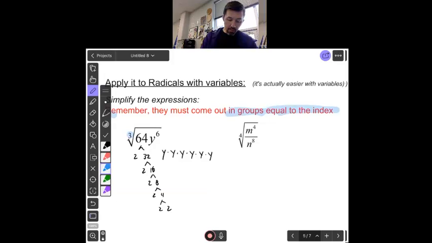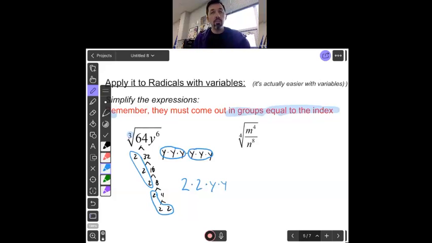So as I go looking for groups, I've got one group of 3 2's, and I've got another group of 3 2's. I don't have any lonely 2's. And I've got one group of 3 y's, and another group of 3 y's. I don't have any lonely y's. Remember, every group gives me one of those things, right, Aiden? So I get a 2 out of there, I get another 2 out of there, I get a y, and I get a y. Each group is just giving me 1. Well, 2 times 2 times y times y is 4y squared.